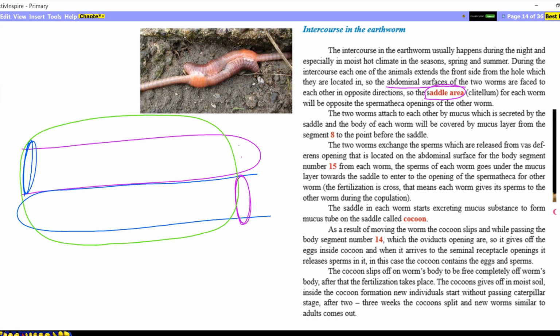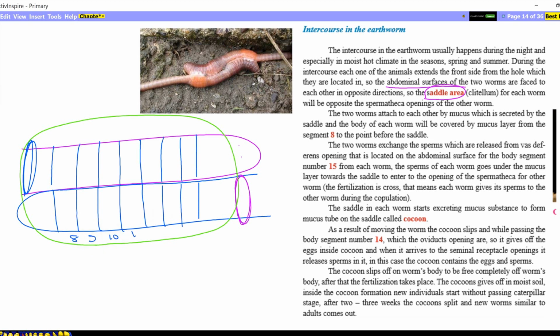We simply draw the segments of the worms, from segment 9, 10, 11, 12, 13, 14, and 15. Similarly, segment 8, 9, 10, 11, 13, 14, and 15. And segment 15. Also 8, 9, 10, 11, 12, 13, 14, and segment 15.